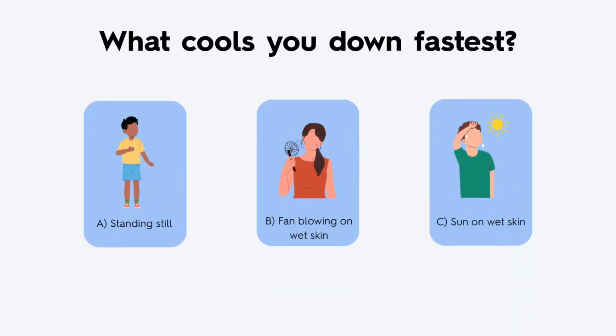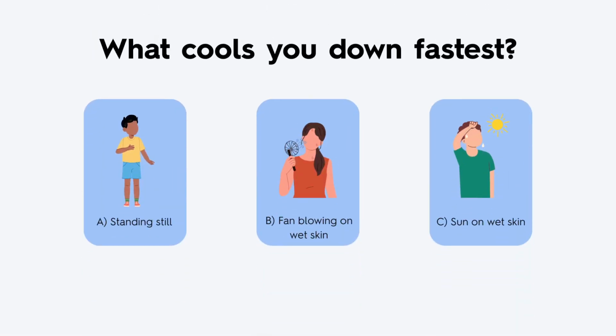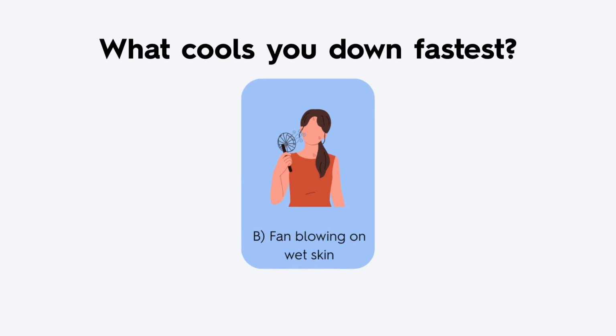Now let's return to the pop quiz. The fastest cooling happens with a fan blowing on wet skin. The moving air helps carry away water vapor, so more high-energy molecules can keep escaping. More evaporation means more cooling.